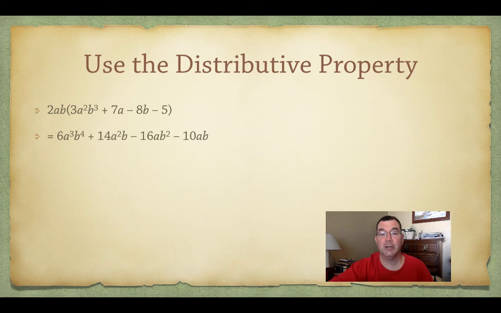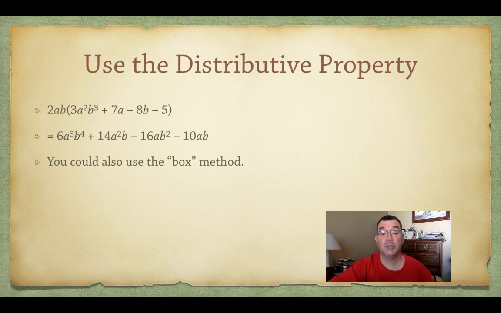So my answer here is going to be 6a to the third b to the fourth plus 14a squared b minus 16ab squared minus 10ab. I get that by taking that outside number, that 2ab, and multiplying it by each term inside the parentheses separately, just like I always do with distributive property.